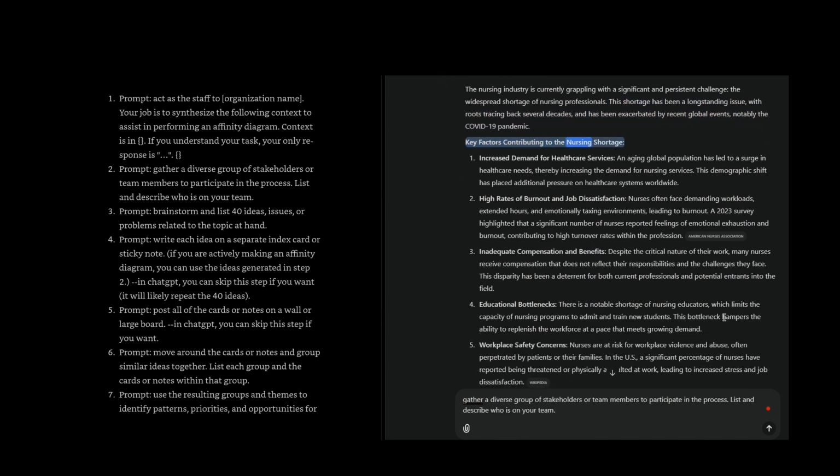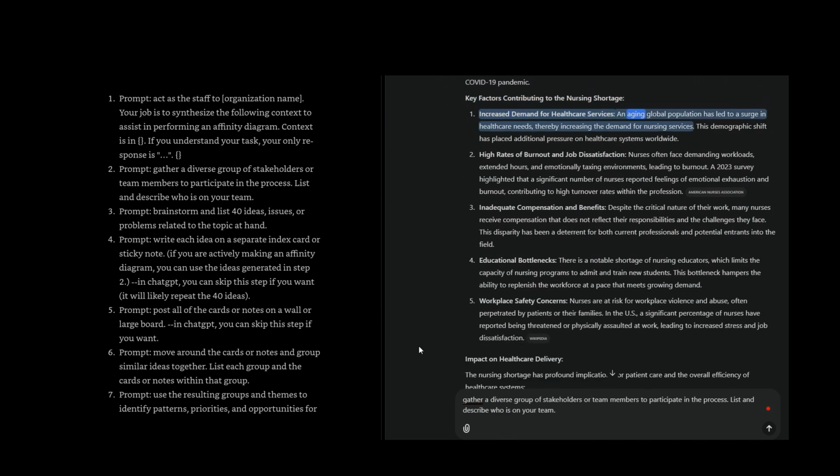Key factors contributing to the nursing shortage: increased demand for healthcare services. An aging global population has led to a surge in healthcare needs, thereby increasing the demand for nursing services. This demographic shift has placed additional pressure on healthcare systems worldwide. High rates of burnout and job dissatisfaction. Nurses often face demanding workloads, extended hours, and emotionally taxing environments, leading to burnout. A 2023 survey highlighted that a significant number of nurses reported feelings of emotional exhaustion and burnout, contributing to high turnover rates within the profession.